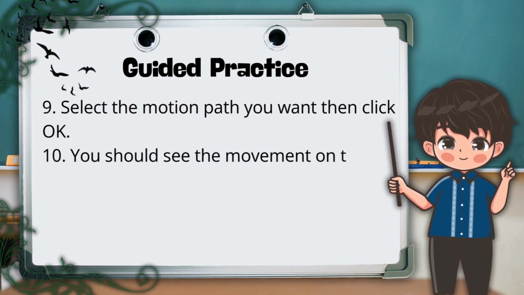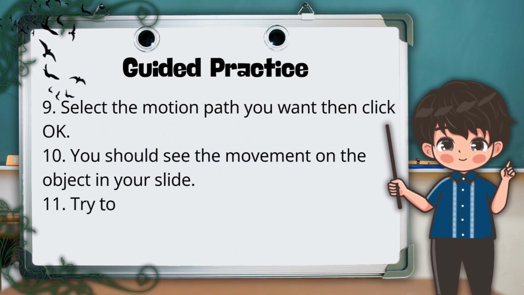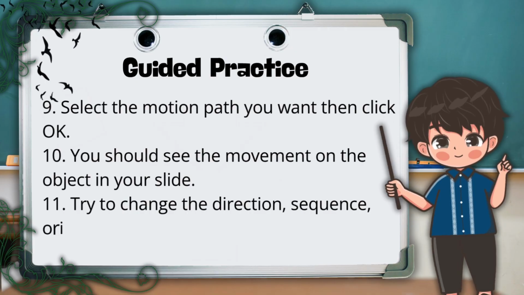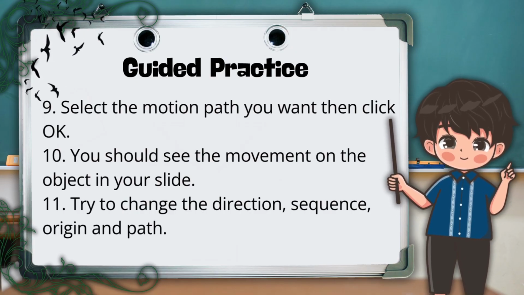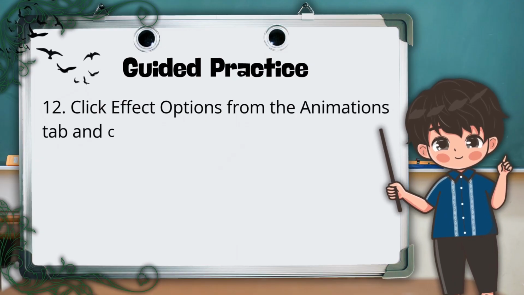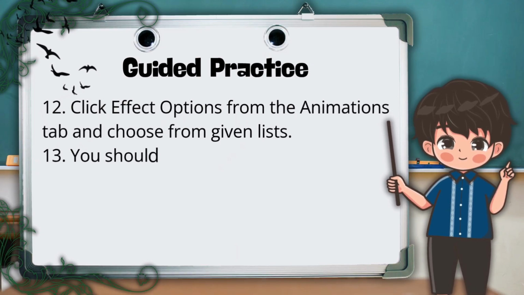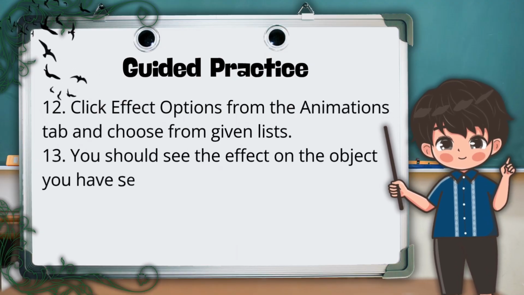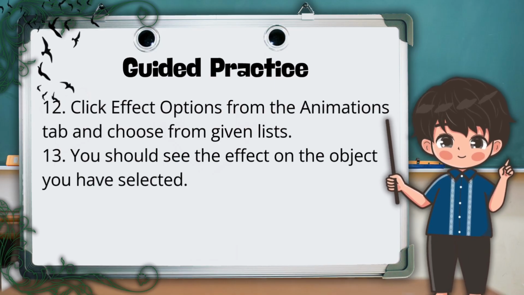10. You should see the movement on the object in your slide. 11. Try to change the direction, sequence, origin and path. 12. Click Effect Options from the Animations tab and choose from given lists. 13. You should see the effect on the object you have selected.